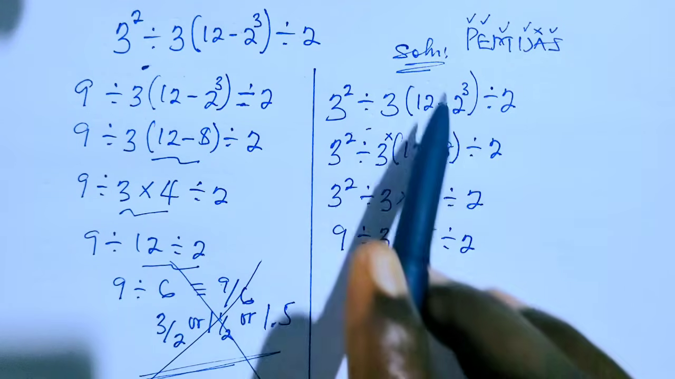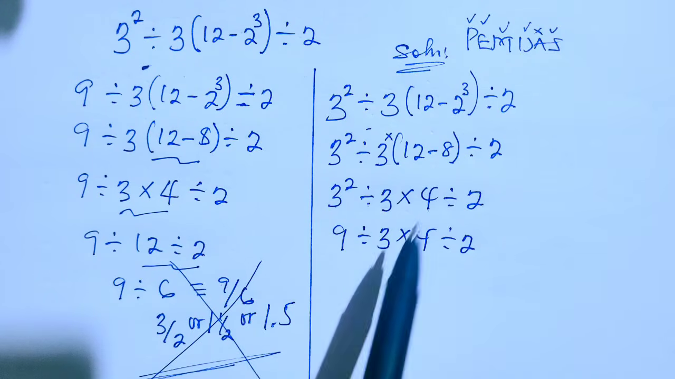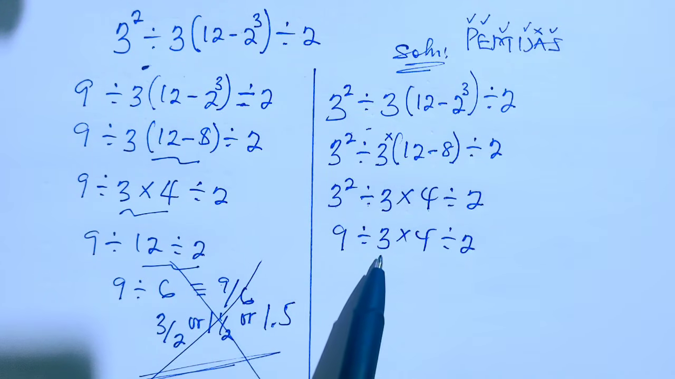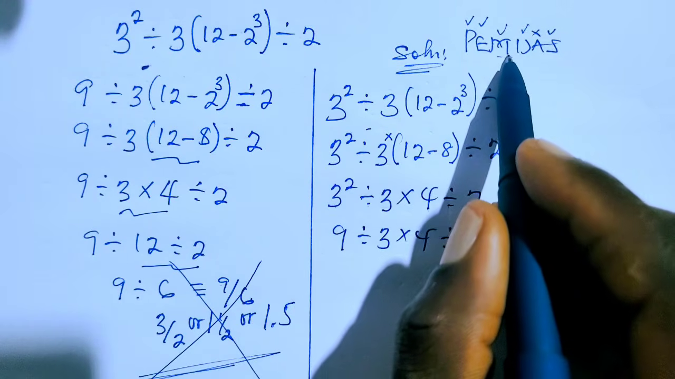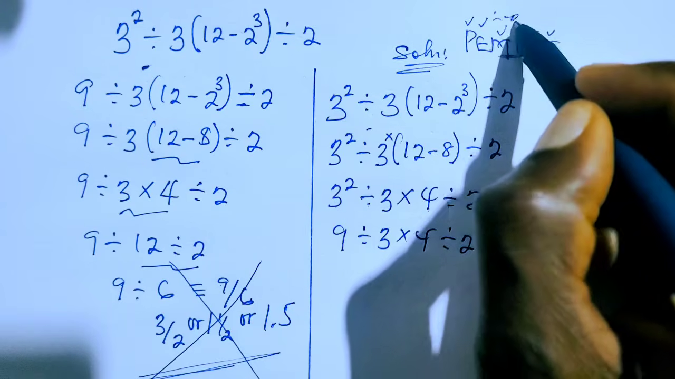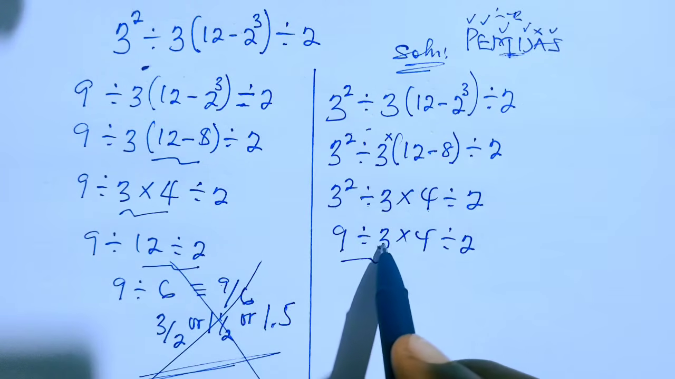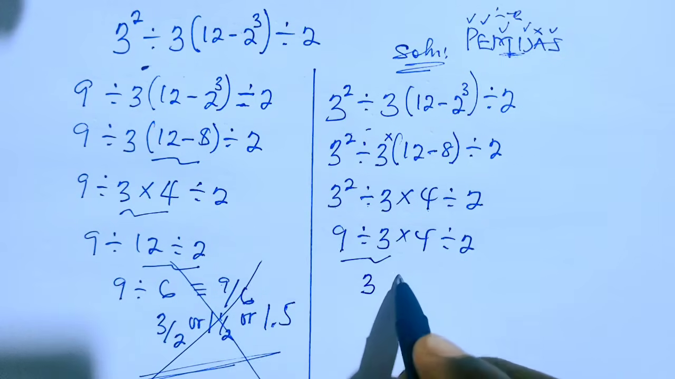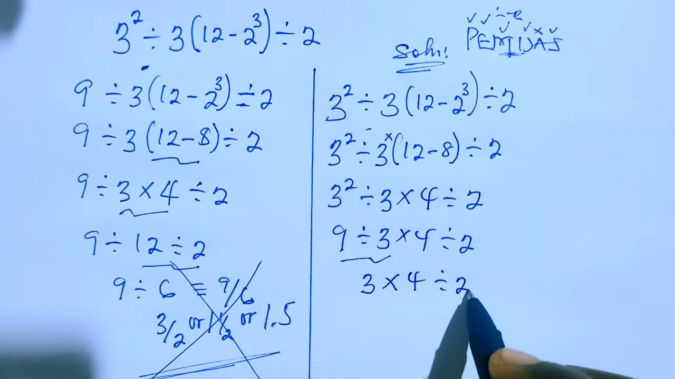Now, following this order of operation, what are you going to consider next? We are going to consider division here, because multiplication and division have the same precedence, and the operation here is from left to right. Therefore, we are going to consider this division here. 9 divided by 3, that will give us 3. Then multiply by 4 divided by 2.